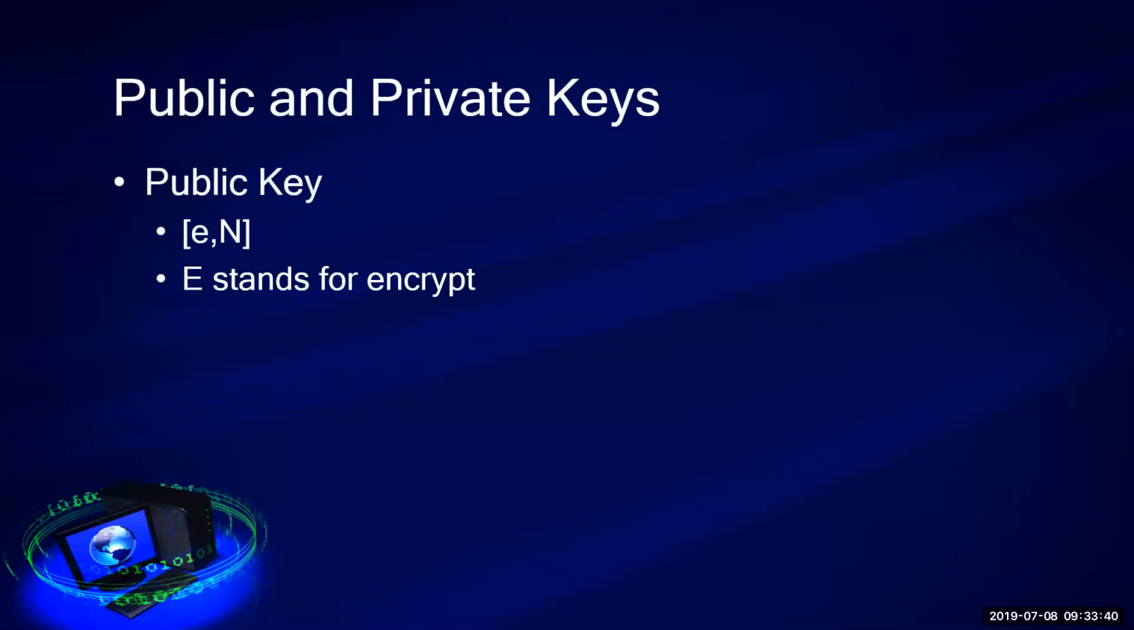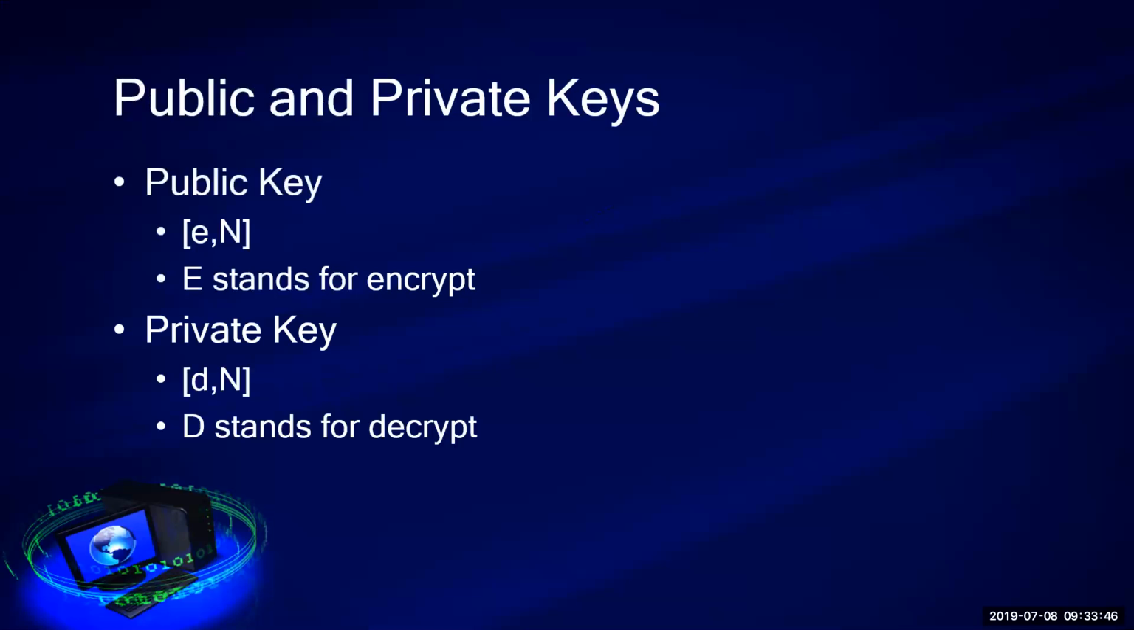And then we have the private key, which is used to decrypt the data, which is D, which will be the Euclidean D, comma, N. Now, the N for both of these is the multiplied N. I called it that for a reason, and you'll see why coming up here in just a moment.